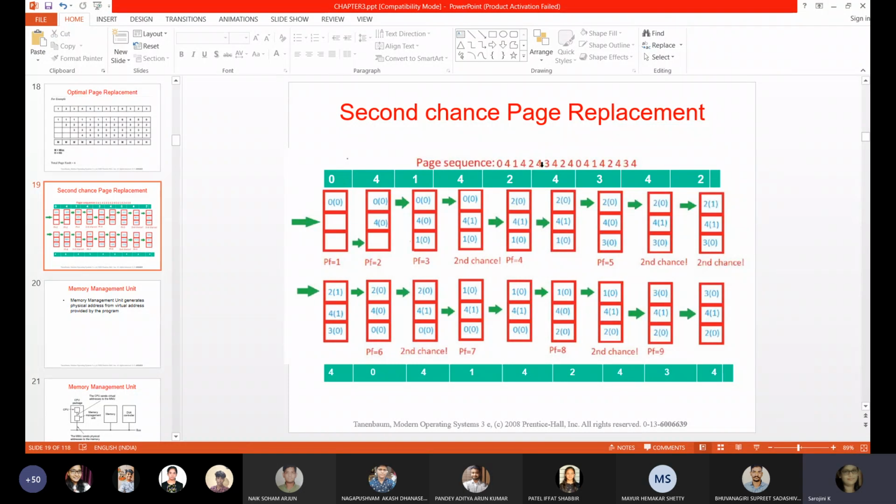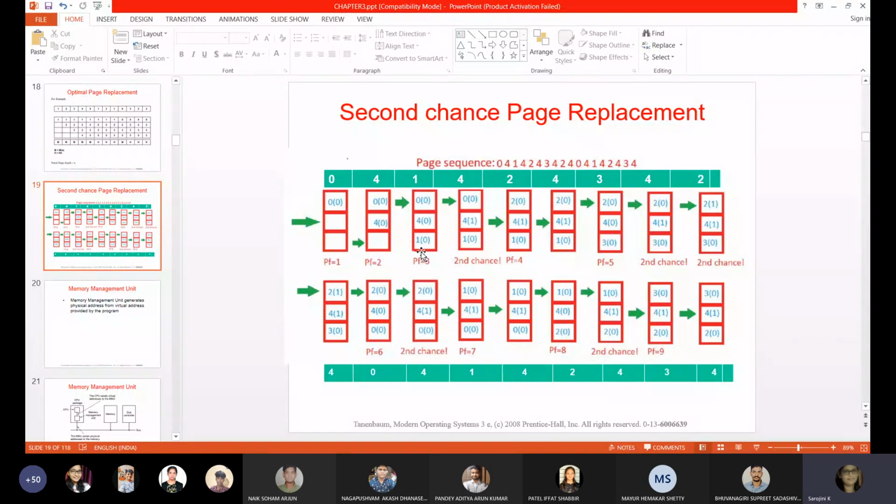This same reference string I have written here. This is also a reference string, but I could not place it here as it is a small space. That's why I placed it here. Don't get confused. This is a reference string, and this is a continuation of that reference string. Both reference strings together give the page sequence. That only I have taken and written like this.